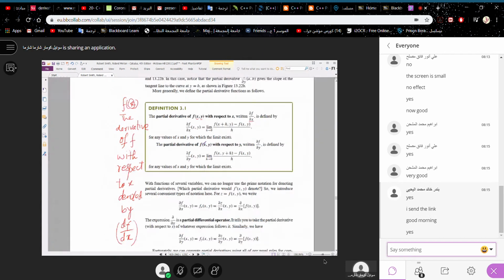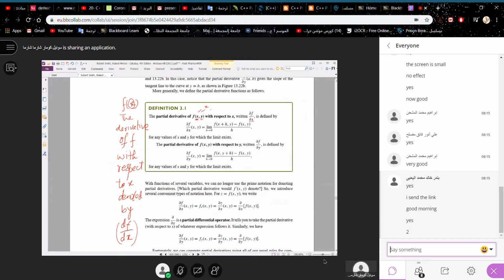See, f is depending on how many variables? You can see two variables, x and the other is how much? Y. X and y. So when we differentiate f with respect to x, this is called partial derivative, because f is not differentiating fully. F is depending on x, y. So you are differentiating just with respect to x. So this is called partial.